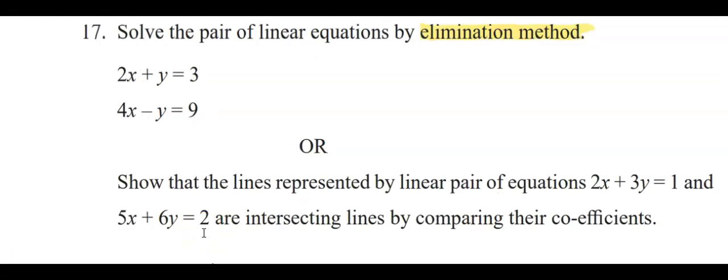Now here you can see there is a choice question. Show that the lines represented by the linear pair of equations 2x plus 3y is equal to 1 and 5x plus 6y is equal to 2 are intersecting lines by comparing their coefficients. Here the question is, we have to show the lines as intersecting lines. They are telling that we have to show these two lines are intersecting lines by comparing their coefficients.